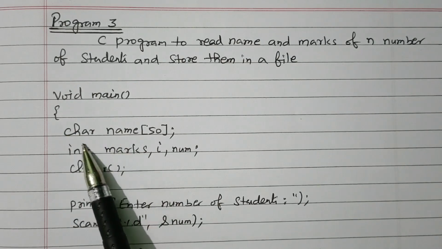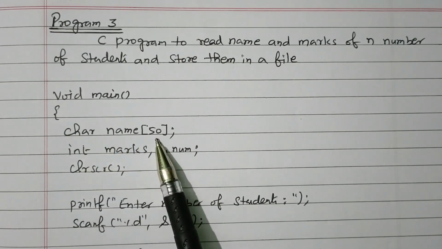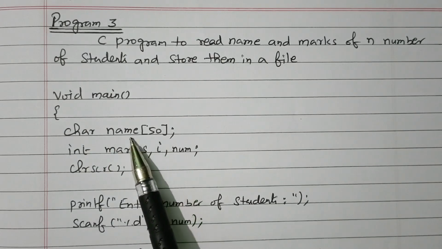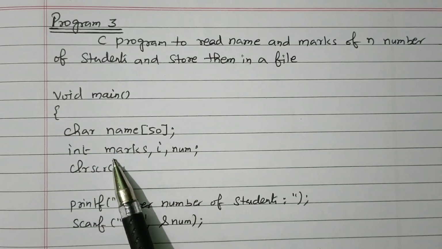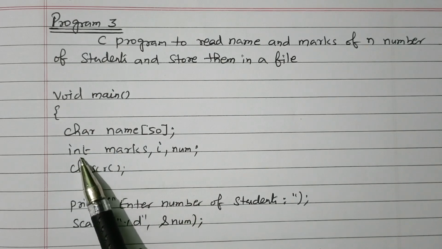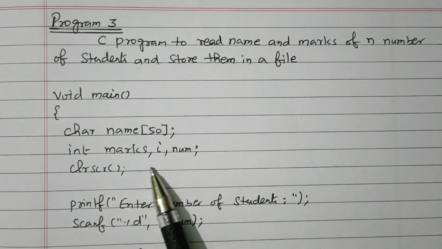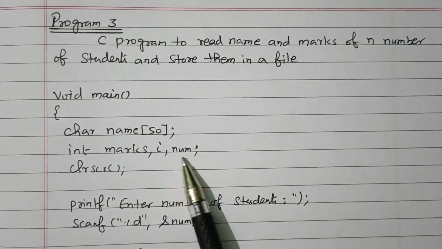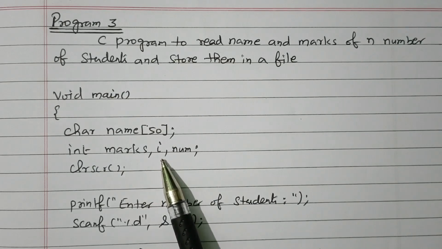Name comes under character. Character name[50], so 50 characters can be stored. This is the name of the student. Mark comes under integer type, so you can store the mark here. Then i, comma, num. i is for the for loop, because n number of students are there. We need to open the for loop.